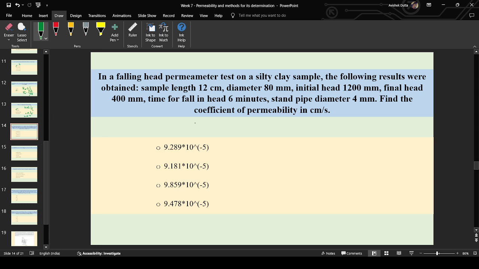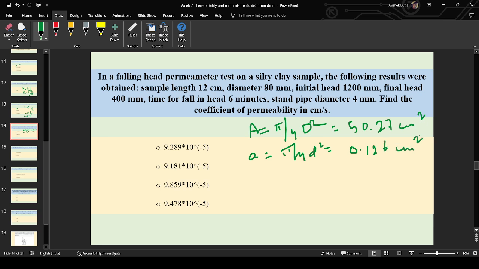Second option, 9.181. To first find out the area of the sample, pi by 4 D square, that will be approximately 50.27 centimeters square. Area of the standpipe, again pi by 4 small d square, that will be approximately 0.126 centimeters square.